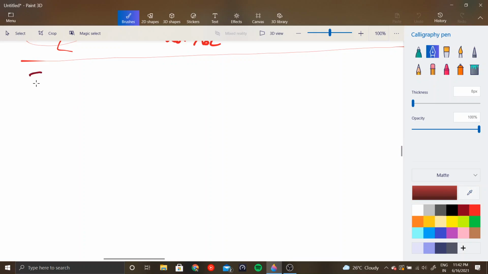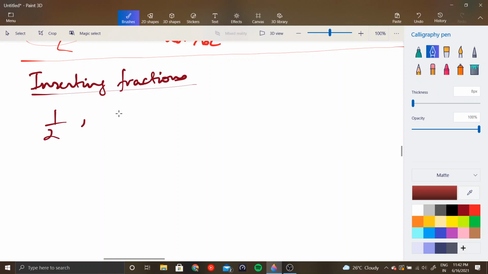Now, inserting fractions. This is the next topic. Suppose you are given two fractions, and you are asked to insert a third fraction in between these two fractions. So what does the question basically mean?